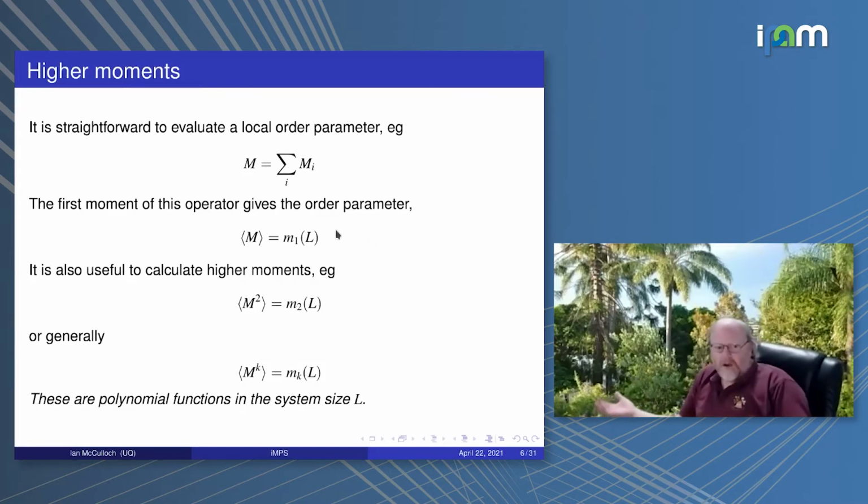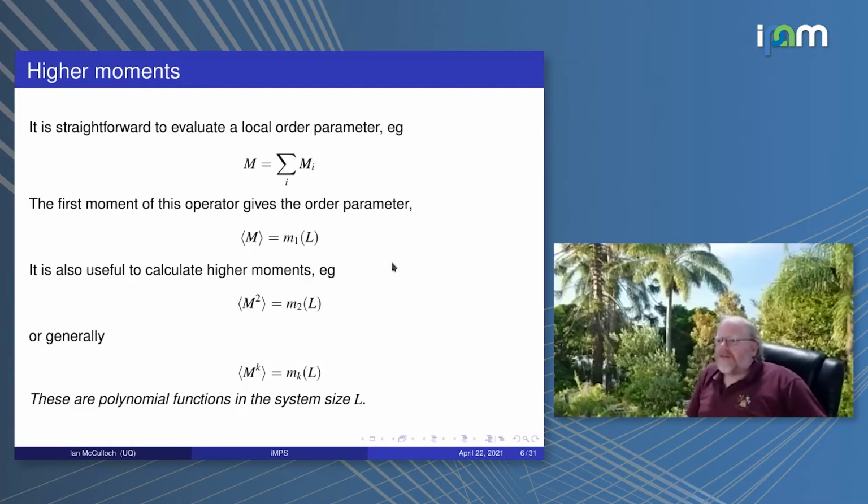Clearly this is going to be a linearly extensive function, so a first order polynomial in this case. But we can go on and calculate higher moments. For example, I can square my operator and calculate the magnetization squared, which will now be a second order polynomial in the system size. More generally, I can calculate my kth power, which will be my kth moment, a polynomial function in the system size.